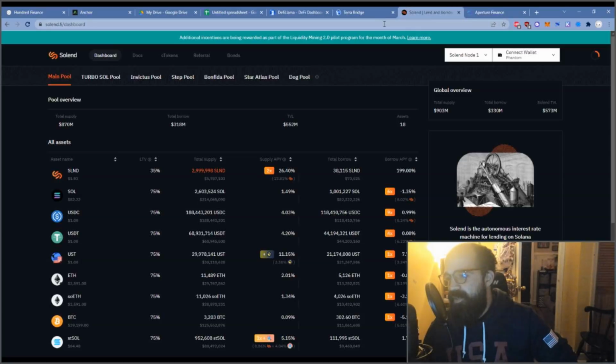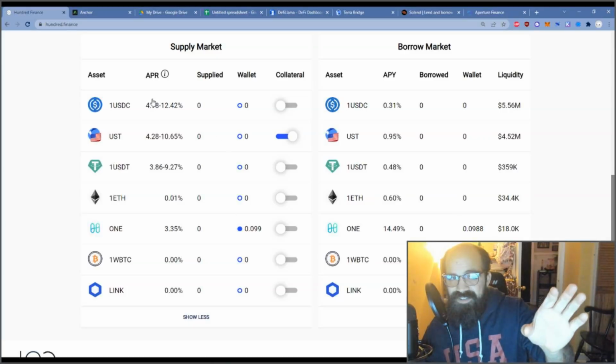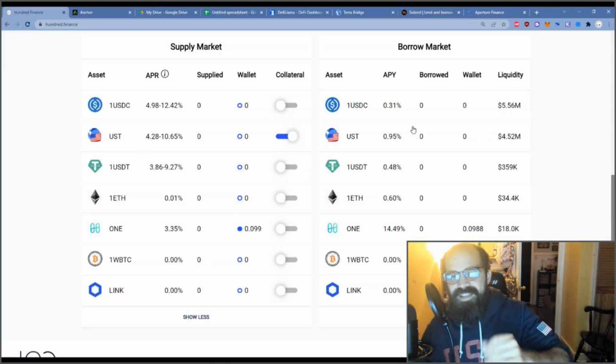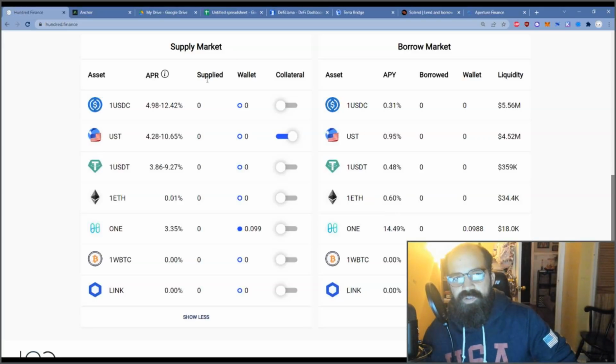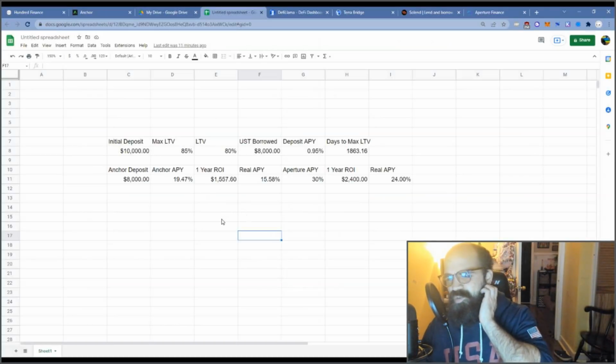So I'm still looking at other options, but currently I'm landing on 100 Finance as the one that does exactly what I want it to do. It would be great if I could get a nicer APR yield here, and the borrow was negligible, but I know, you can't have it all. So let's talk about the numbers, right? Of course, I built a calculator.